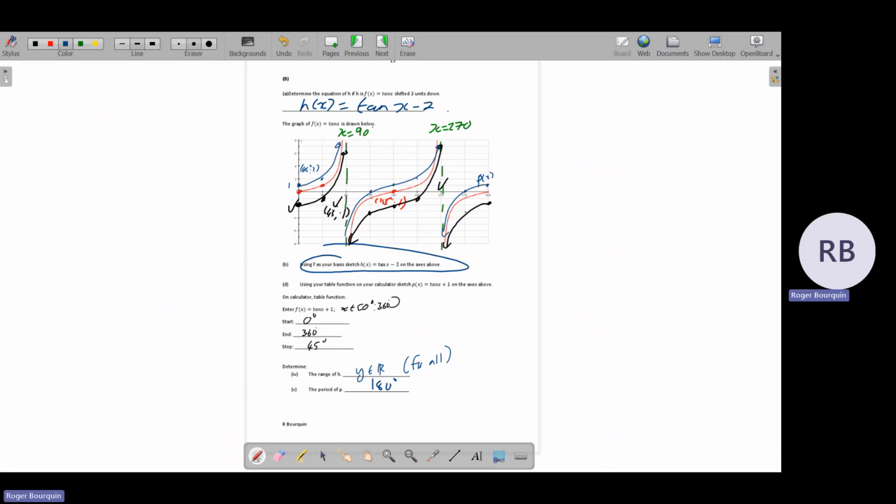Always. So do we pretend that y can't be equal to 90? No, x can't be 90. So if they say you want the domain, you'd say x is an element of naught to 360, but y can be anything.